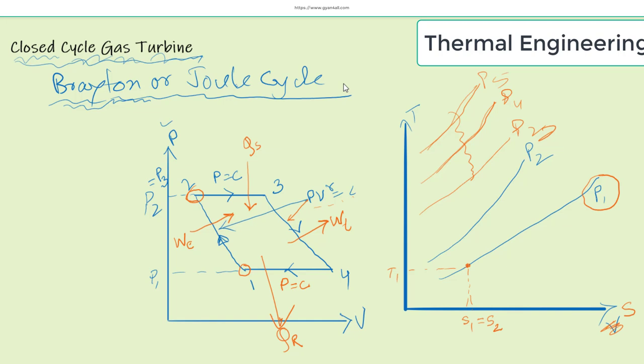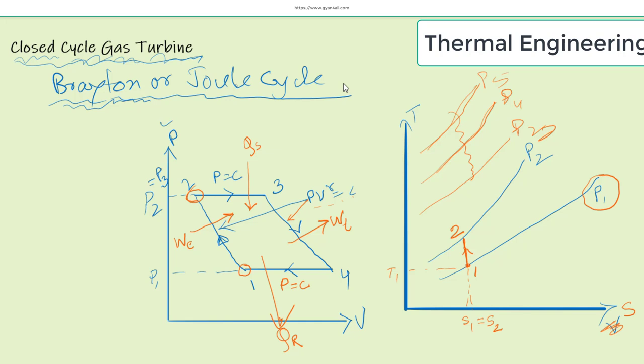So it will be like this. This is 1 and this is 2. So 1-2 in the TS diagram is again isentropic compression. In the PV diagram also, 1-2 is isentropic compression, but the curve will be slightly different because this is temperature versus entropy, and that was pressure versus volume. So S1 equals S2. From the diagram you can see it is a vertical line, so the entropy remains constant.